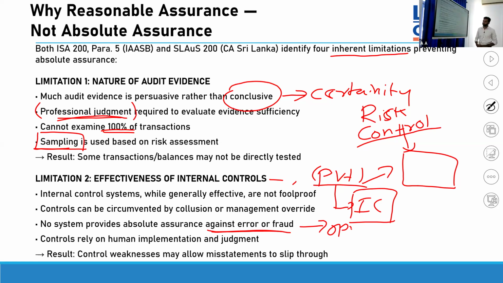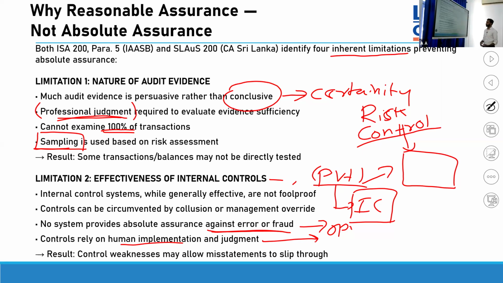Also, control relies on human implementation and judgment. All the controls are designed and implemented by the management. Those are human beings. Therefore, some mistakes can happen. So it prevents us from providing an absolute assurance.